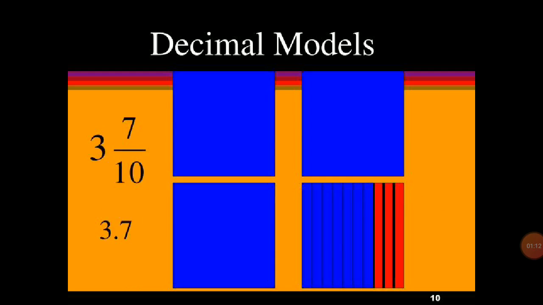And the next is 3 integer 7 by 10. Here the 3 blue boxes are completely blue, that means they are whole. And out of 10 lines, 7 are shaded, so it can be written as 7 by 10. 3 whole and 7 by 10 can be written as 3.7. And in fraction, the name is 3 integer 7 by 10.